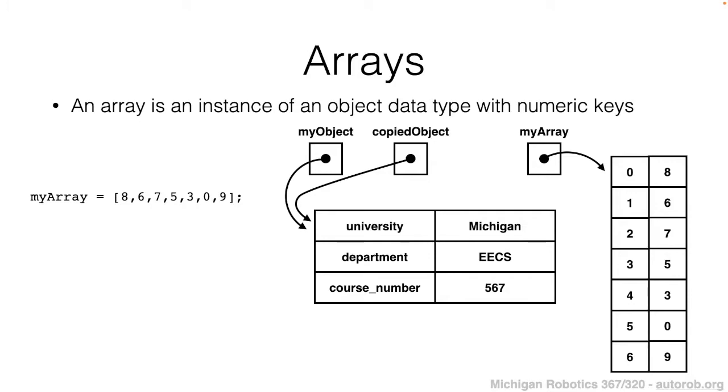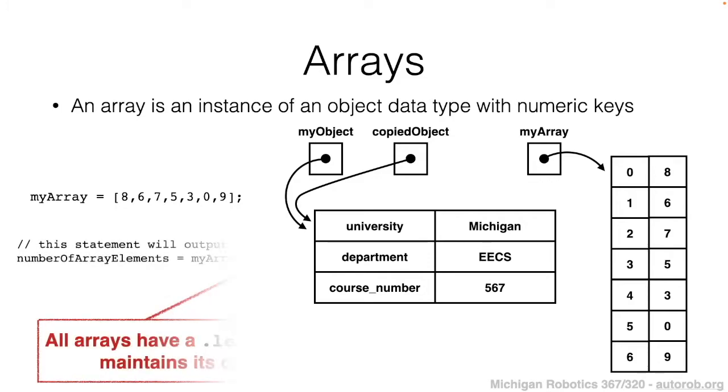So on the right-hand side figure, what we're showing in the left column are the numeric keys for this array, and in the right-hand column we're showing the actual data type values associated with each of the keys, right? It appears as this ordered list in the code, but underneath the hood, it's worth understanding that JavaScript is treating it as an object with these key and value pairs.